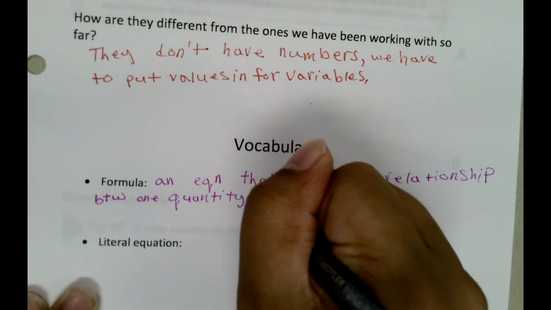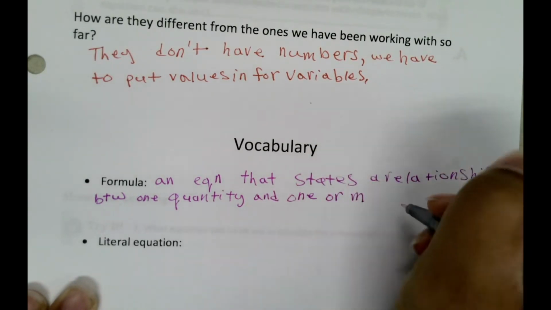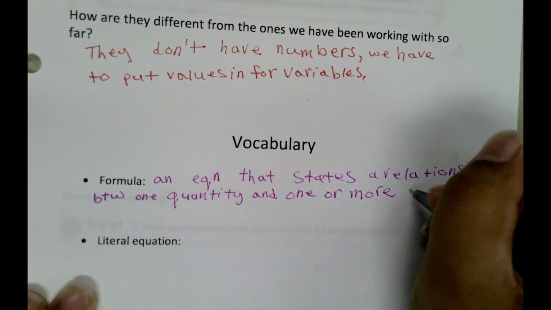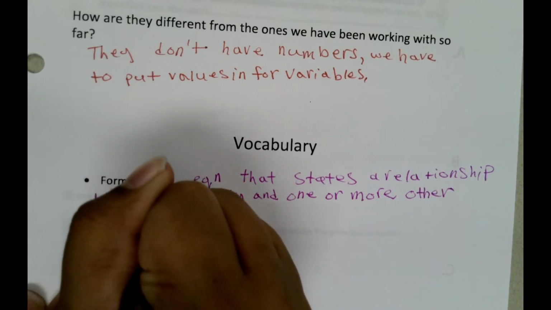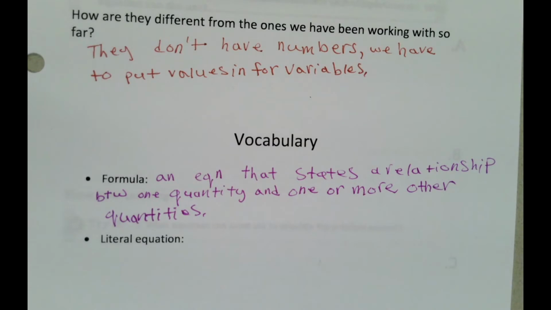So while you write that down, think about what we have. When we had density equals mass over volume, that's comparing density to mass and volume. That's three quantities. When we had the Pythagorean theorem, we have a squared, b squared, and c squared. That's three quantities. So it states a relationship between one quantity and one or more others.